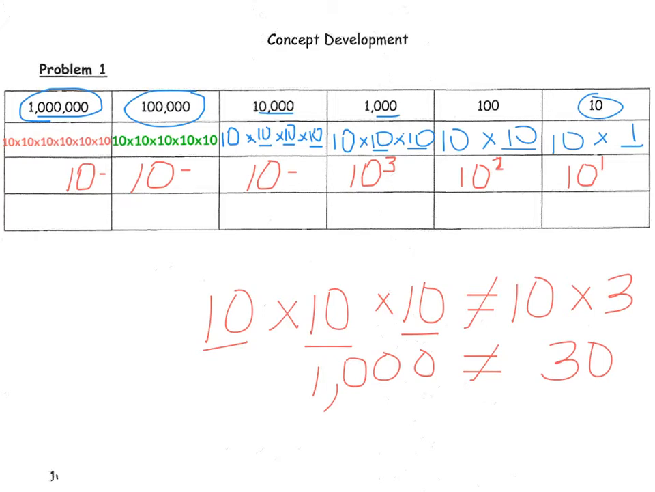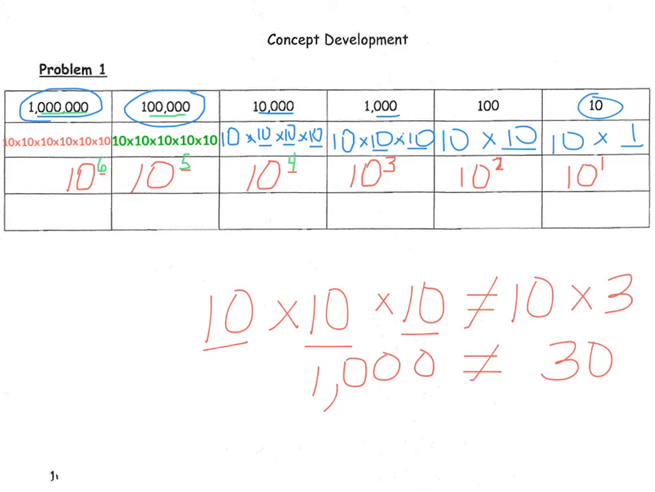So for 10,000, our answer would be 10 to the 4th power because I multiplied 10 4 times. And for 100,000, it would be 10 to the 5th power. And then here's my other hint. It's because I see 5 zeros. So I'm multiplying 10 5 times. And then for a million, it's going to be 10 to the 6th power because I multiplied 10 6 times. And if you notice, there's 6 zeros.